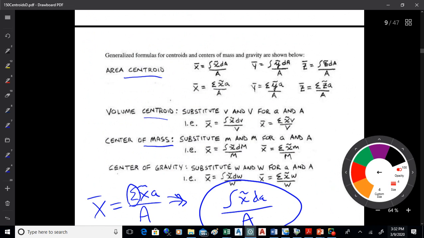You cut the object into parts, areas. You find the x bar distances to each of the centroids of the areas. You add those all up and divide by the total area. That's how you find a centroid. The centroid is named after the direction you measure it in, so x bar is measured in the x direction from the y-axis, actually.